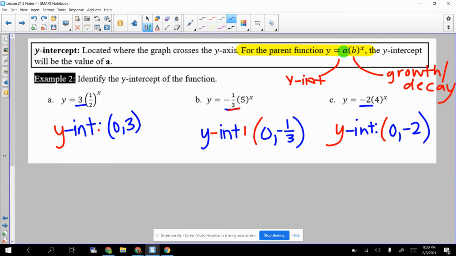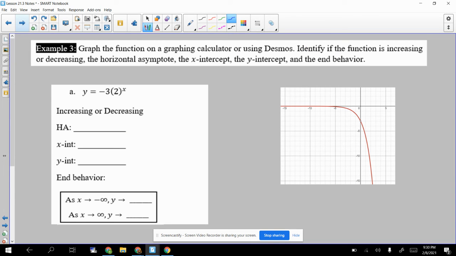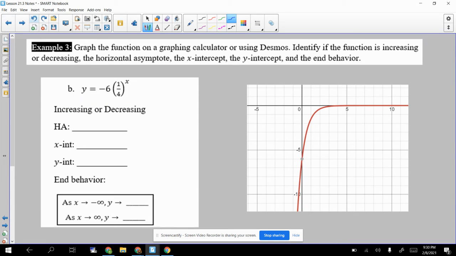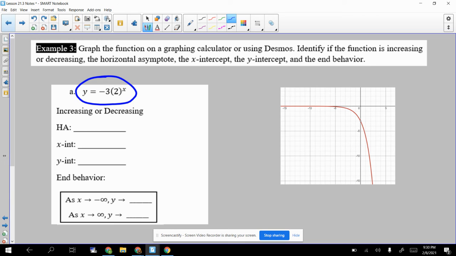Cool. So now, like I was saying, let's put it all together. When you're given a function like this one here, you can either plug it into your graphing calculator or plug it into Desmos. Either way, you'll get an idea of what it looks like. Then you're just going to identify a few pieces of information. First of all, is it increasing or decreasing? As we move left to right, is it going up or down? Well, it's going down. So we're going to say this one is decreasing.